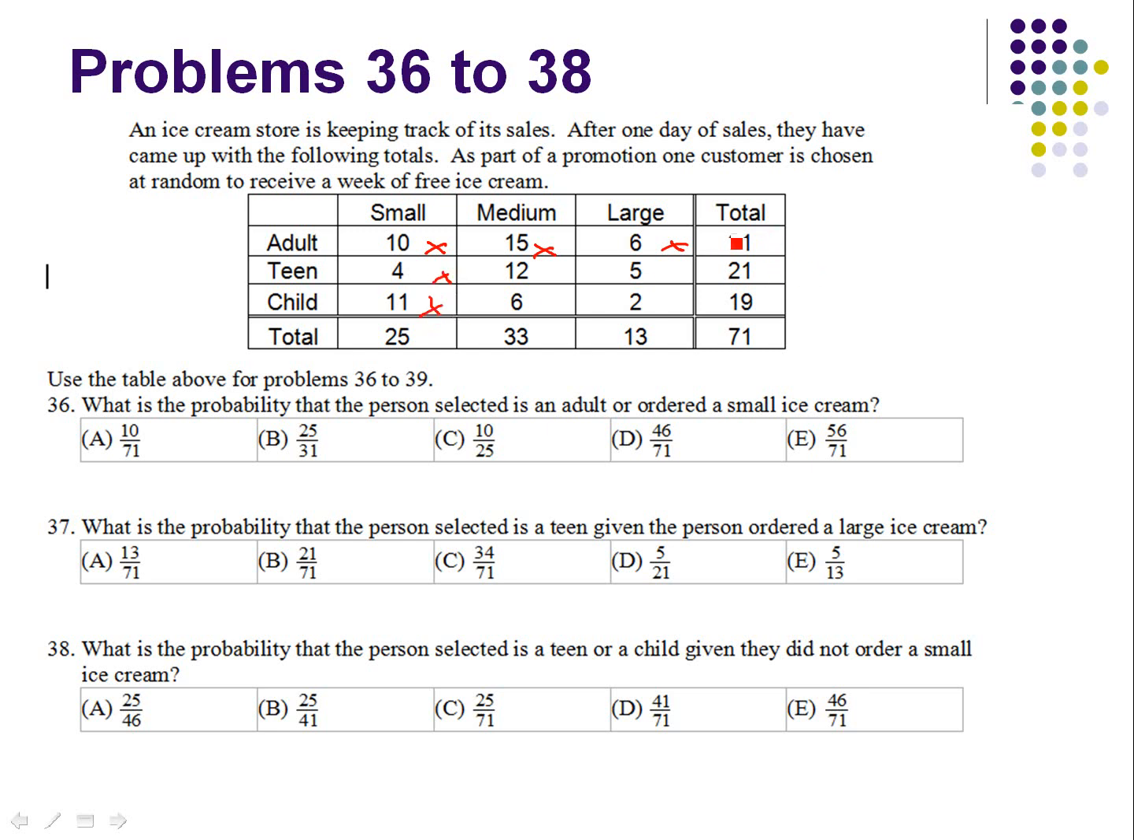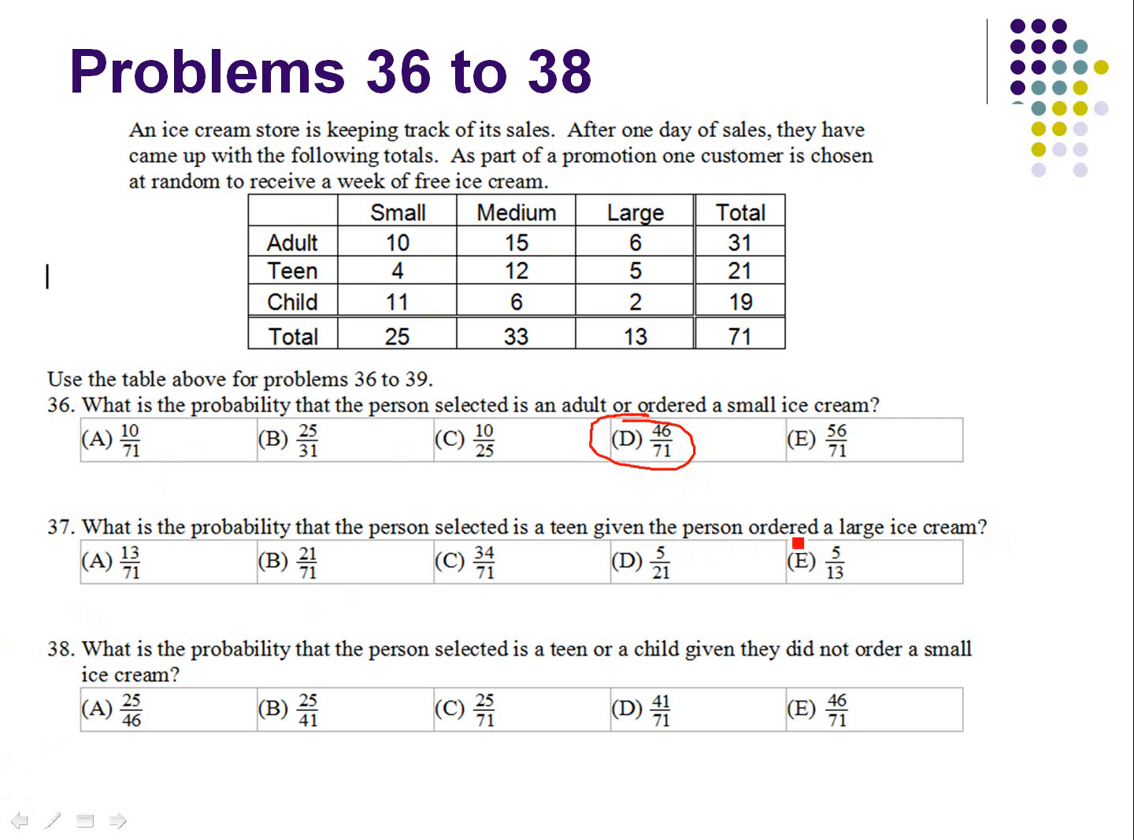Well, I've got 31 adults plus 15 more. So that's going to give me 46 out of the 71. Next one is, what's the probability that the person selected is a teen, given the person ordered a large ice cream? Okay, so on this one, I'm going to go and clear my screen so we don't see anything. Again, this was the answer to the first one.